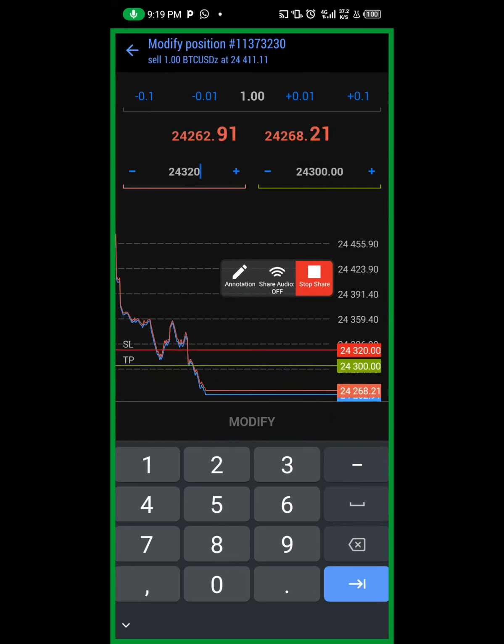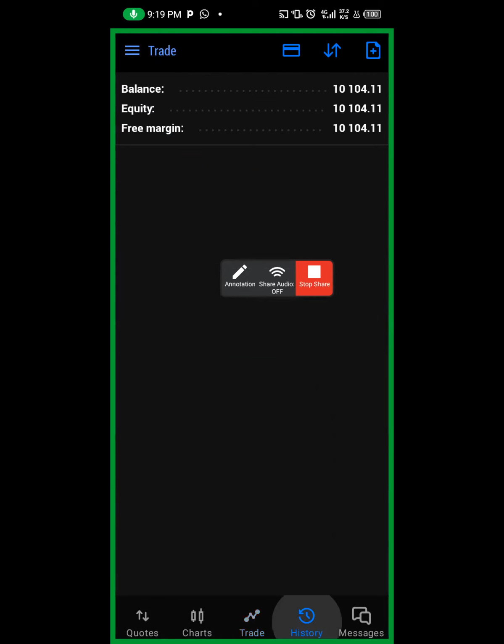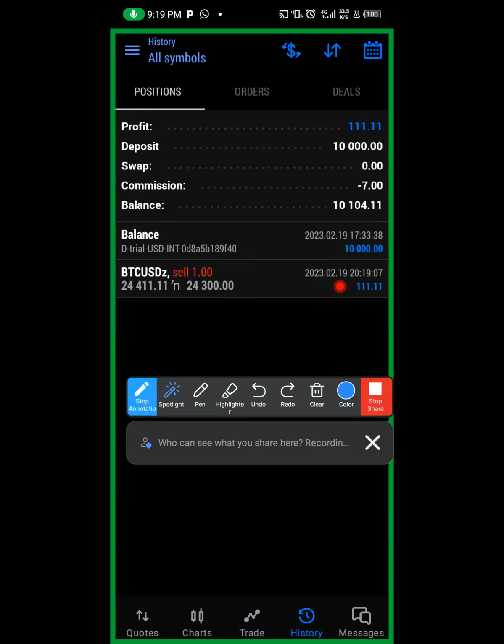Guys, I'm already out of the trade. That's giving me profit. See, now I've made money. Can you see? 111. Am I not lucky? I couldn't secure profit. That's giving me all my profit instead of securing. But I hope you get the gist, guys.